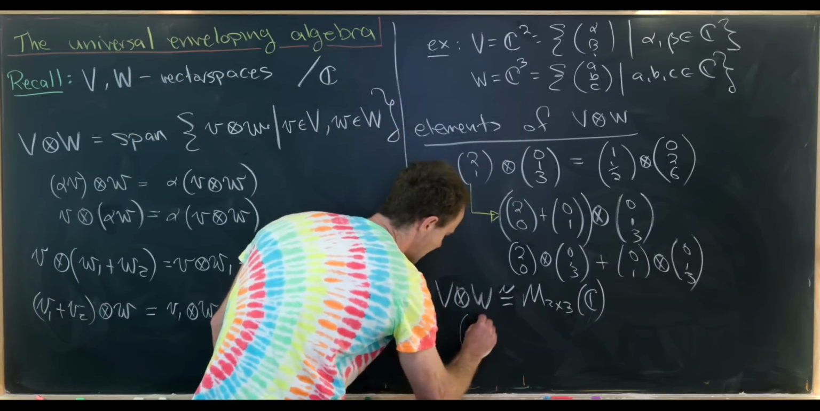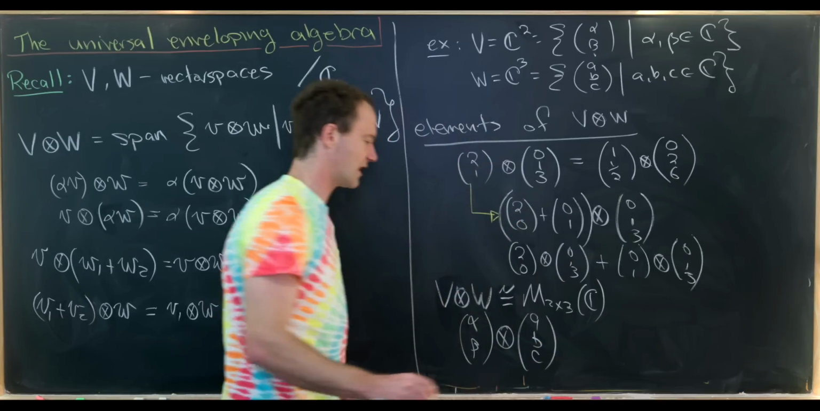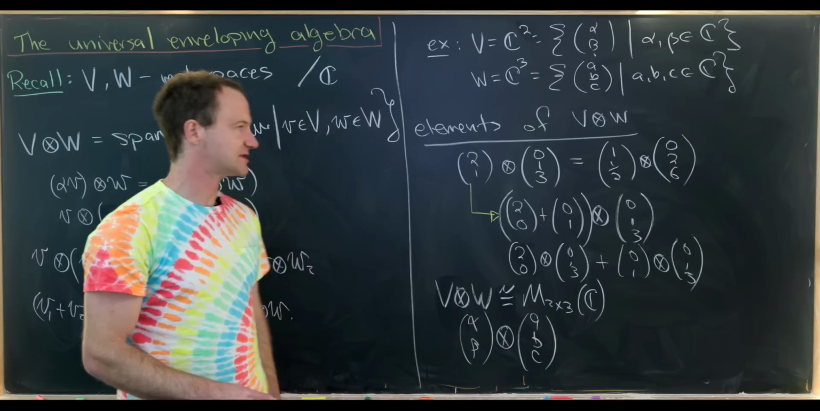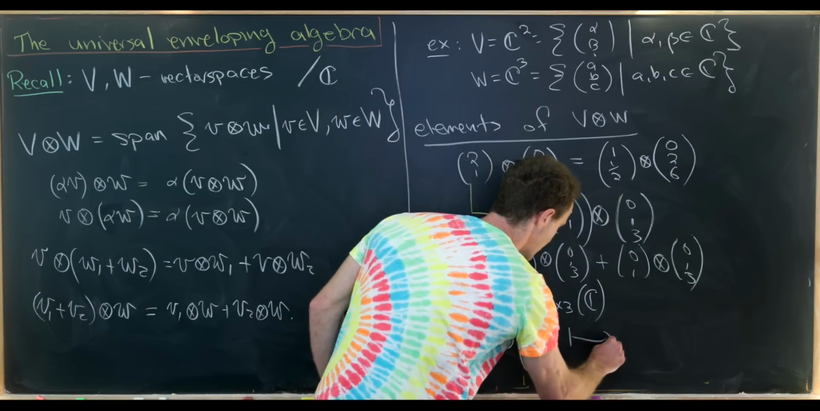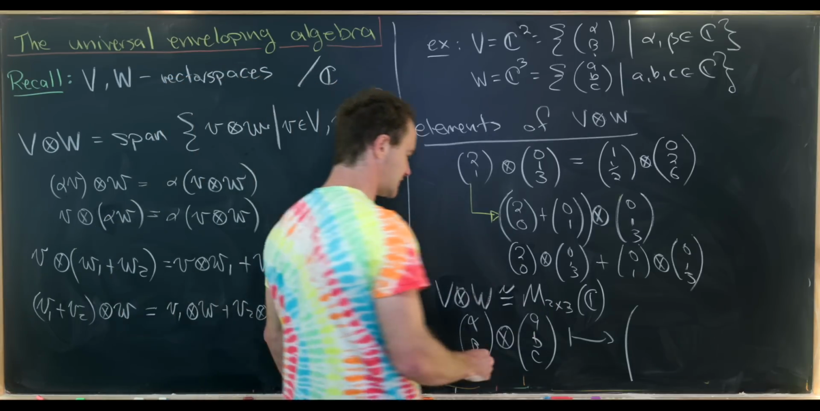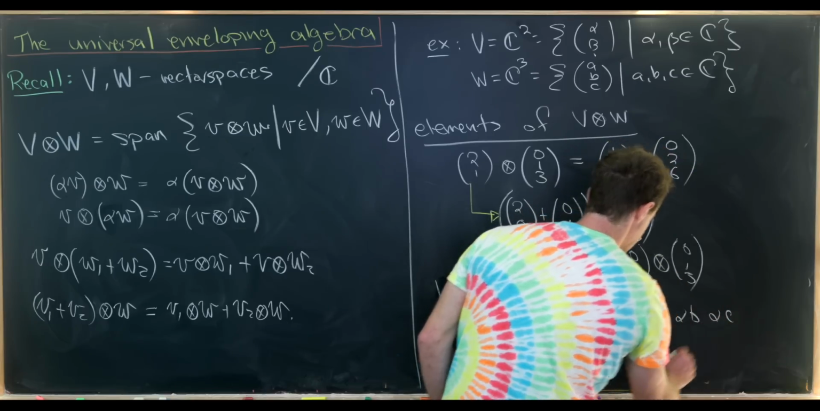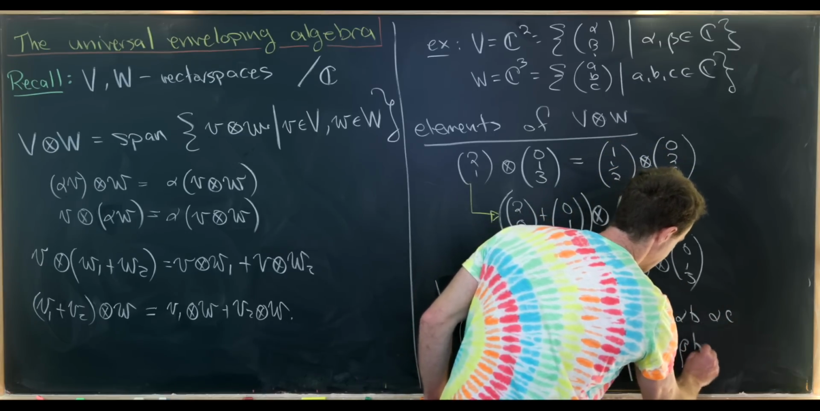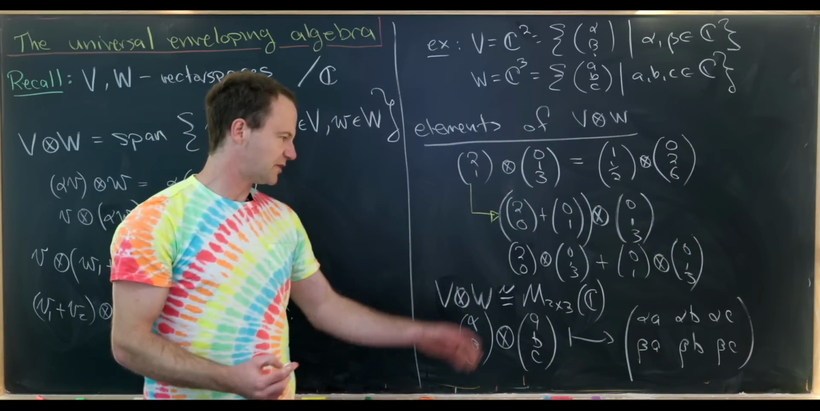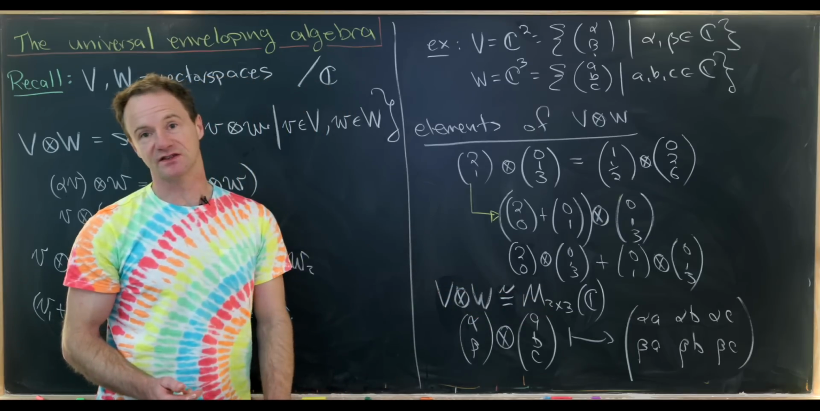And you might say, well, exactly how does this work? Well, I think there's probably a bunch of ways that you can write down this map, but we would maybe identify the vector (alpha, beta) tensor (A, B, C) with something like this. So we need two rows and three columns. So maybe something like alpha A, alpha B, alpha C, and then beta A, beta B, and beta C. See, we did that little multiplication there. So that would be like a map that describes M2x3 with this V tensor W.